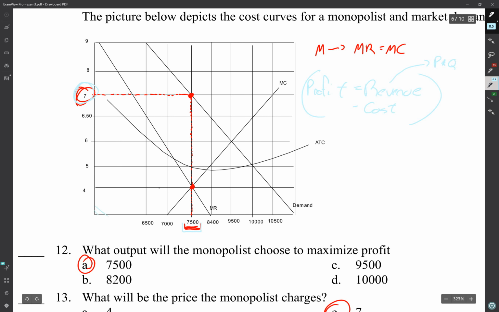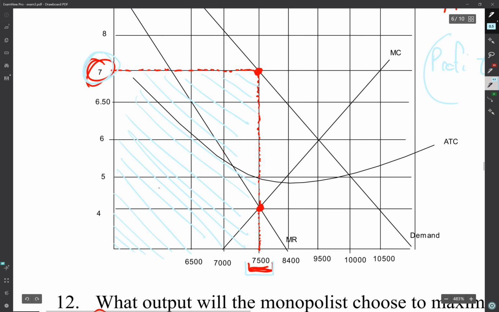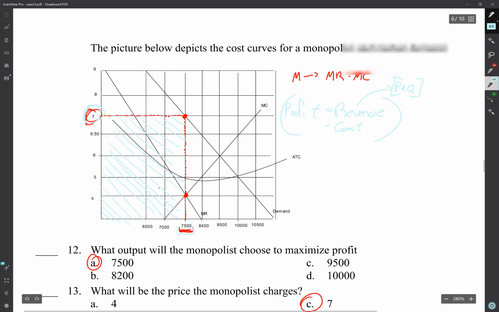Okay, so our revenue is actually equal to this box here. If we think about this as being length times width, price times quantity, then the area of this blue box here is actually going to be our revenue. Okay, so we've got part of it. Now we just have to find out what our cost is.